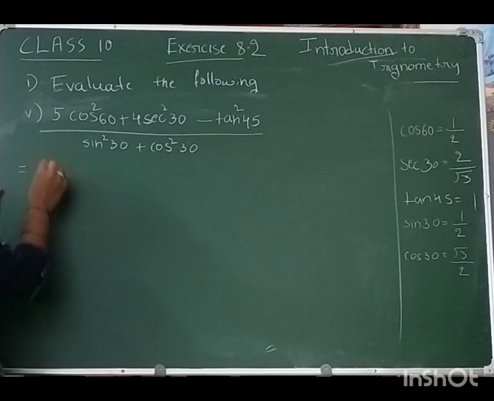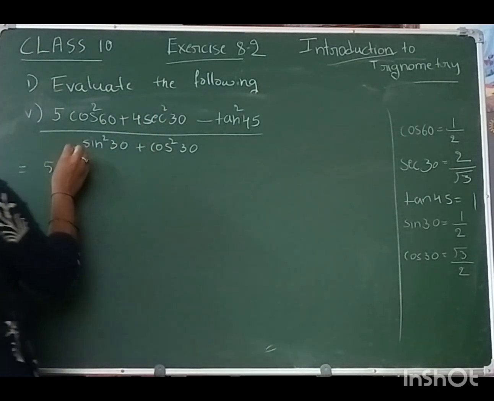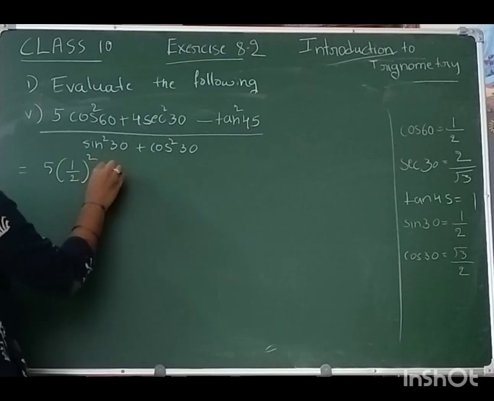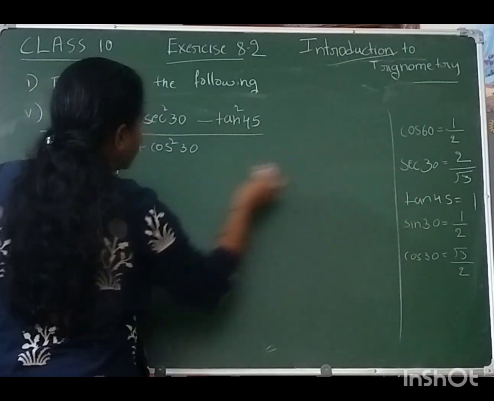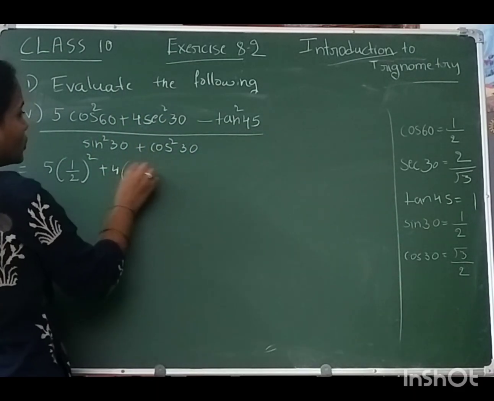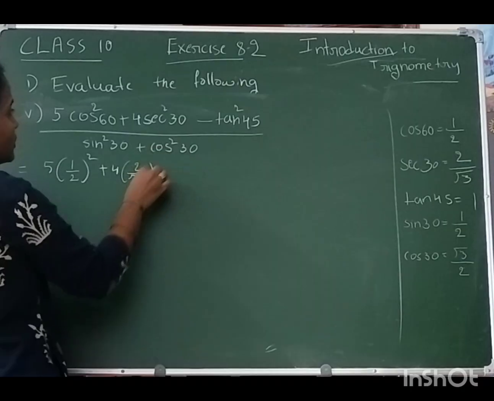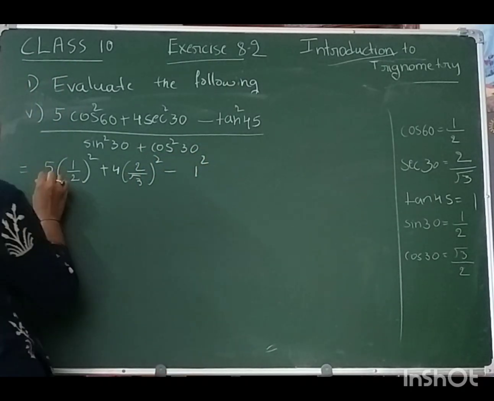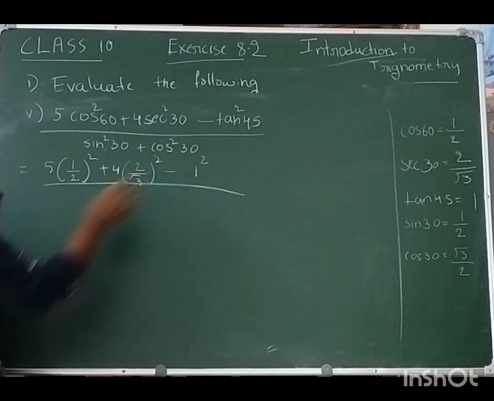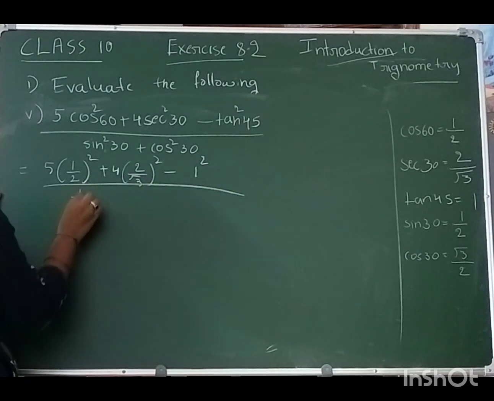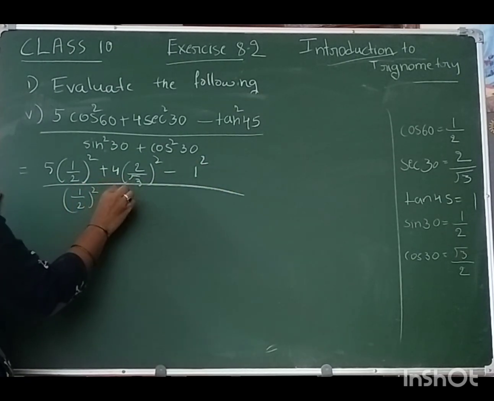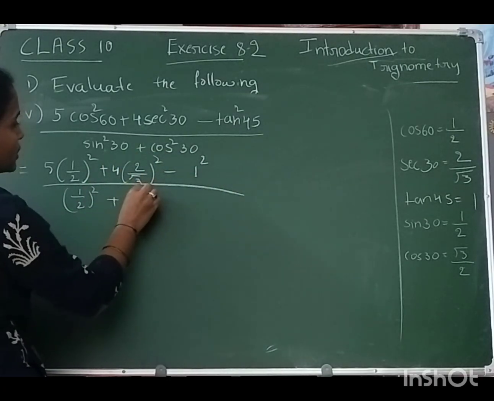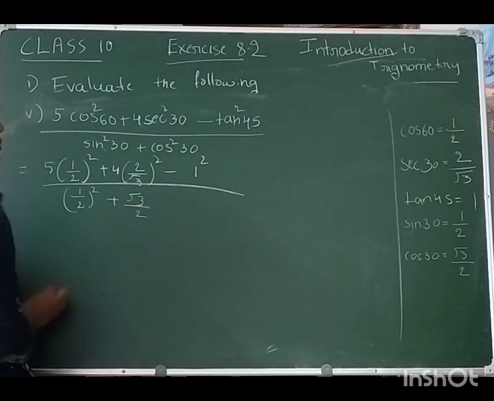We'll equate these in the equations. So cos square 60 is 1 by 2, plus 4 into sec 30 is 2 by root 3. Secant square is 2 by root 3 whole square, minus tan square 45, that's 1 square, divided by sin 30 is 1 by 2, so sin square will be 1 by 2 whole square. Similarly, cos 30 is root 3 by 2, cos square 30 is root 3 by 2 whole square.